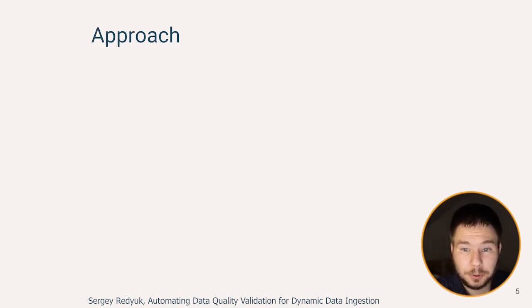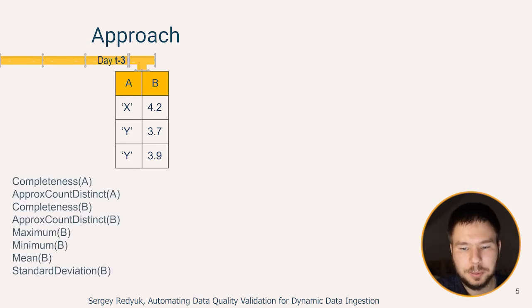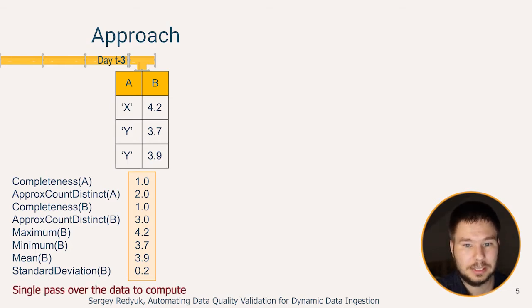To explain our approach, let me draw a simplified example. We have a daily ingestion of data, and today is day t. 3 days ago, we retrieved a table with 2 columns, one categorical and one numeric. For every attribute of the incoming data batch, we compute simple descriptive statistics, such as completeness, the number of approximate distinctive values, mean, standard deviation for the numeric data types. These statistics can be computed with a single pass over the data.